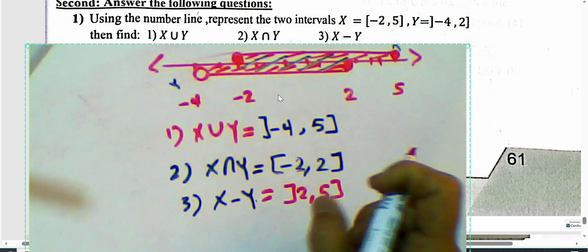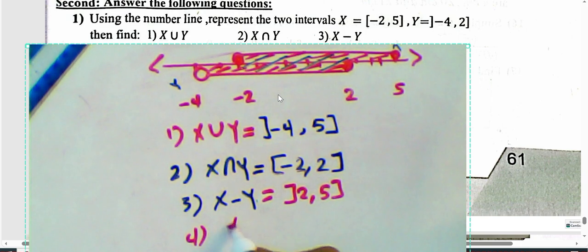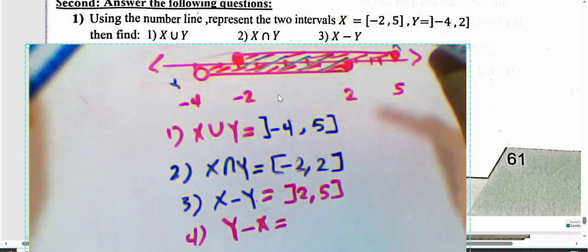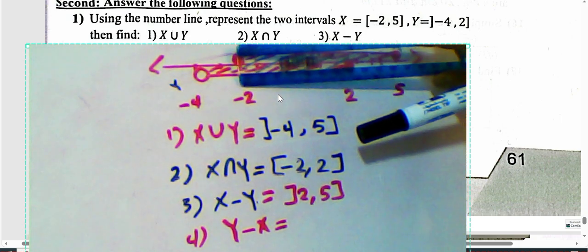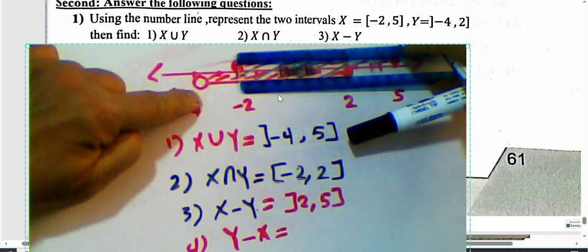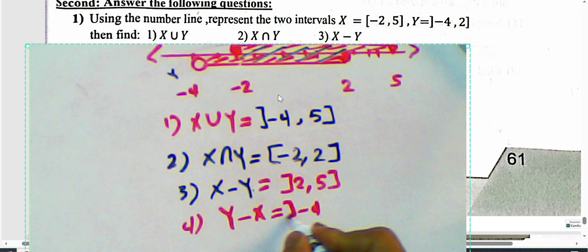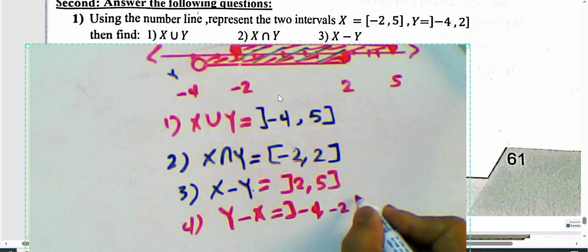Understood? And what if he asks you about y difference x? Look here, y difference x. If we cancel the interval x, then the remainder will be negative 4 open to negative 2 open.